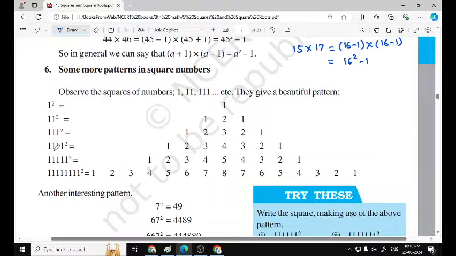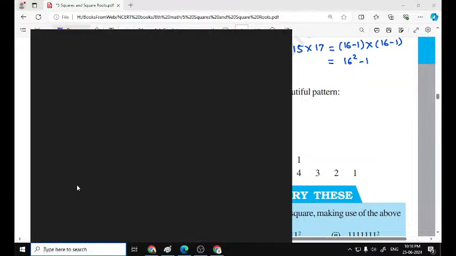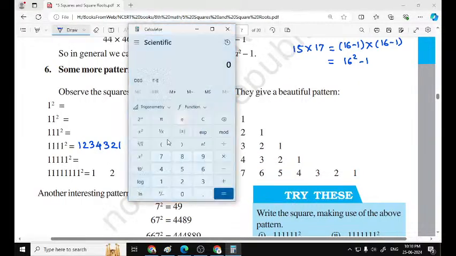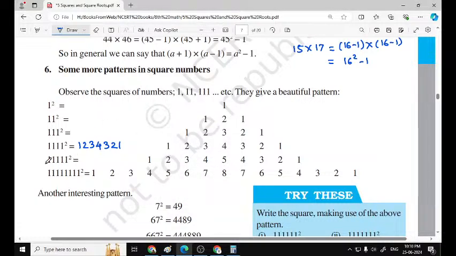So we have to go on increasing numbers up to the number of ones. Here number of ones are 4. So we will write 1, 2, 3, 4. Now decrease the numbers 3, 2, 1. We can check it with the help of calculator. 1111 square is 1, 2, 3, 4, 3, 2, 1. Here we have 1 five times. So the square is 1, 2, 3, 4, 5. And now decrease the numbers 4, 3, 2, 1 and similarly.